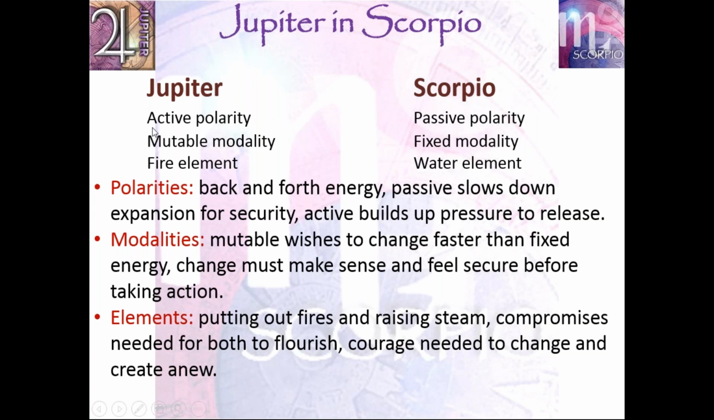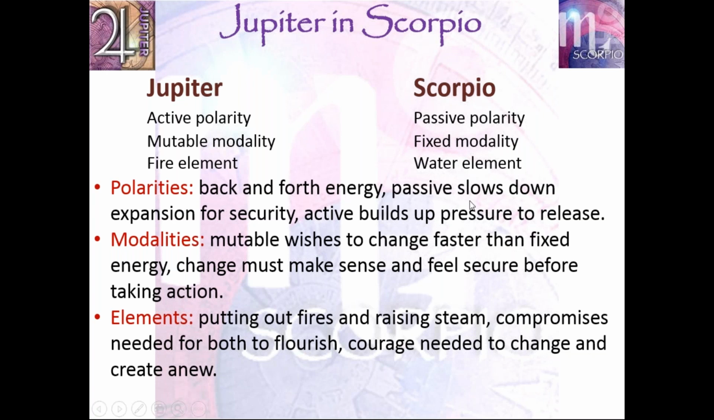So we can see that Jupiter is active polarity, mutable modality, and the element of fire. As it moves into Scorpio, we're going to be working through a passive polarity, a fixed modality, and a water element. Nothing matches up. Everything is different. If we look at the polarities, active and passive, there's only 2, so it creates that back and forth energy.